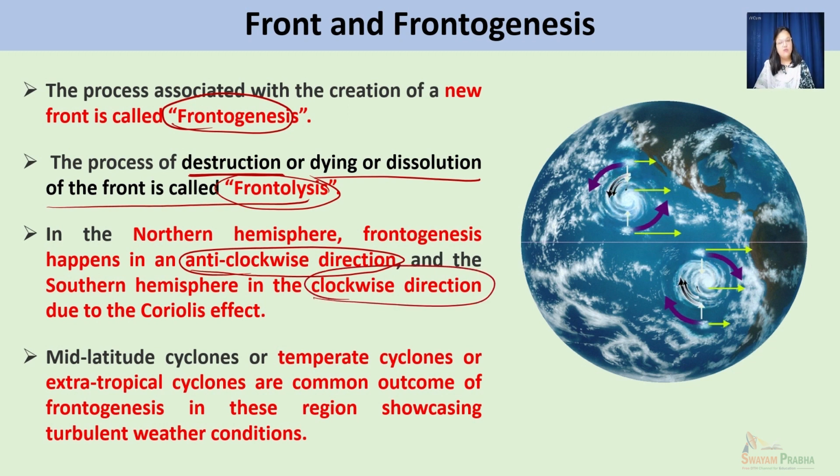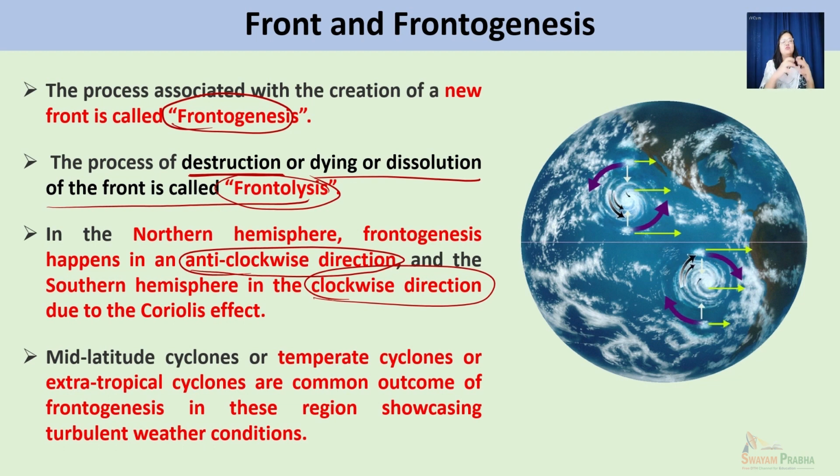Once these fronts are formed, they are greatly affected by Coriolis force, and the impact of Coriolis force in the movement of winds we have already discussed in module 3. So in the northern hemisphere, the winds are deflected towards their right, while in the southern hemisphere, the winds are deflected towards their left because of the impact of Coriolis force.